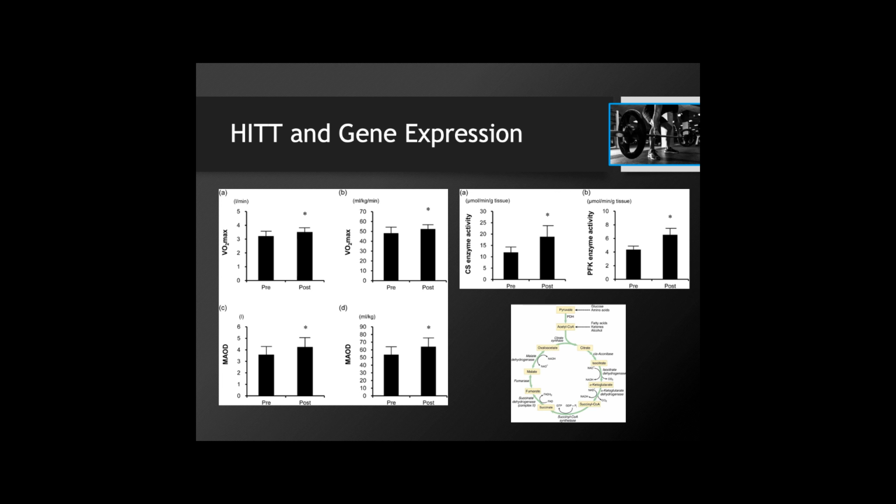training, okay? You can see here that we have VO2 max. This is in liters per minute. We don't care about that. We want relative. This is in milliliters per kilogram per minute. And we can see that at pre, this group was sub 50 with VO2 max. That's a pretty good score.